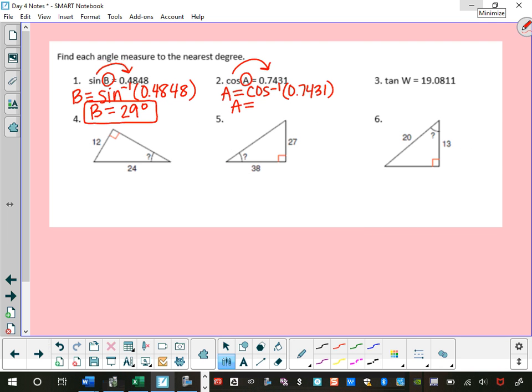So angle A is 42. Oh, did I put degrees on the first one? Okay, good. Make sure you put in degrees.